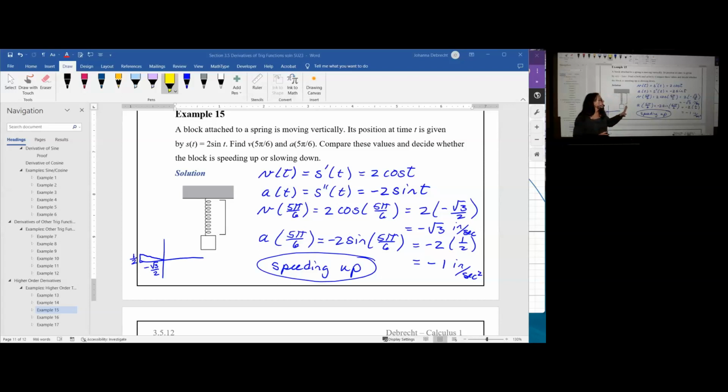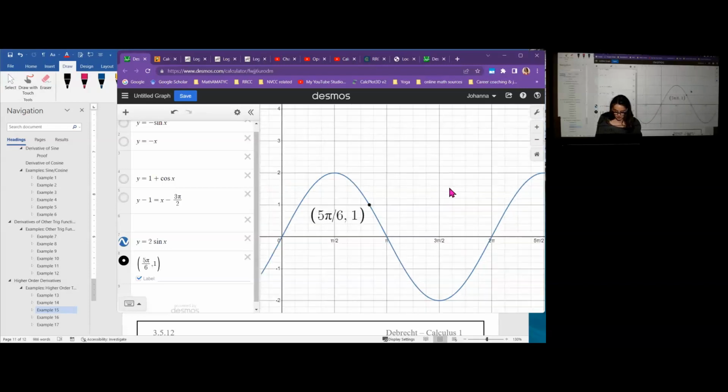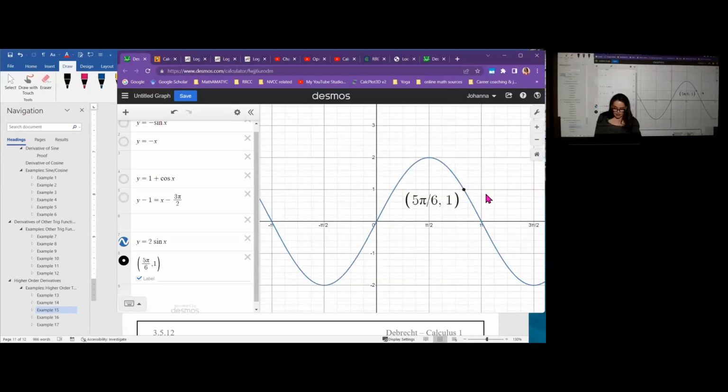Let's take a look at the function in example 15 and see why, in fact, it's speeding up. Our function is 2 sine of t, and our point is 5 pi over 6, 1. Let's take a look at that graph now. When you look at the graph, here is what we see. The point that we're interested in is right here.